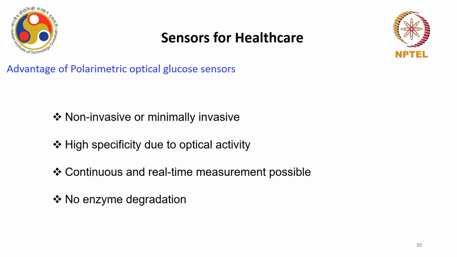The advantages of these polarimetric optical glucose sensors are that they are non-invasive again, or they can be minimally invasive. They have high specificity to the glucose molecule due to the optical activity of glucose molecules. Continuous and real time measurement of glucose is possible. You do not have many devices which can monitor continuous glucose. And since there is no enzyme associated with these devices, there is no enzymatic degradation.